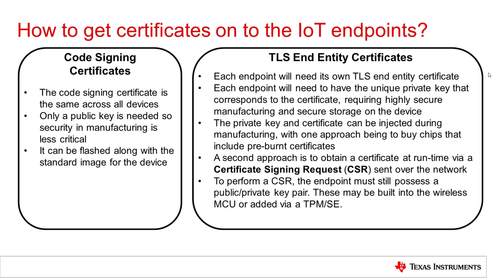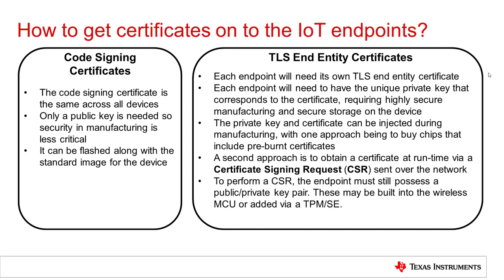TLS end entity certificates are much more complicated because each endpoint needs its own TLS end entity certificate. Each endpoint will also need to have a private key that corresponds to the public key in the certificate. You can approach putting these certificates into a device in a couple of ways. One is to do it using manufacturing, and that can either employ a secure manufacturing process, or you can buy dedicated chips, typically called secure elements, that include pre-burnt certificates and the associated private key.